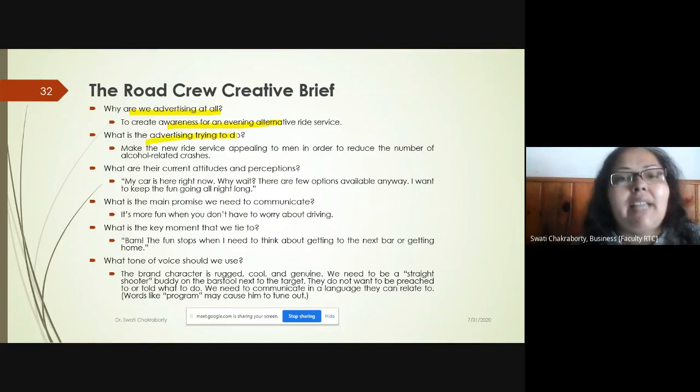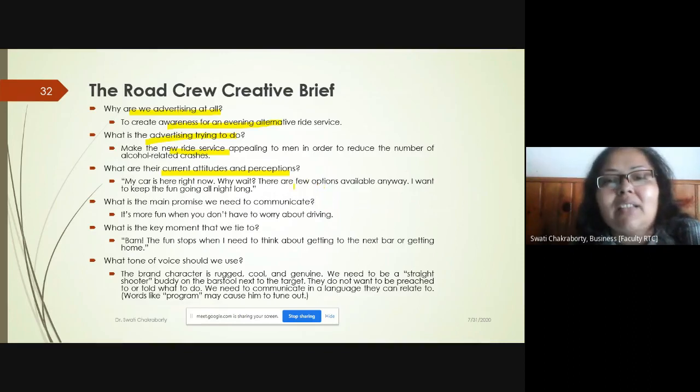What is advertising trying to do when we talk about the Road Crew? To make the new ride service appeal to men, right? So that they reduce the alcohol related crashes. What are their current attitudes and their perceptions? Say, my car is here right now, why wait? There are few options available. I want to keep the fun going. So these are the attitudes and perceptions.